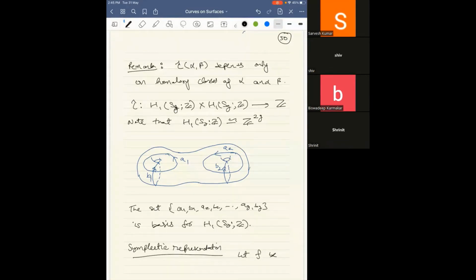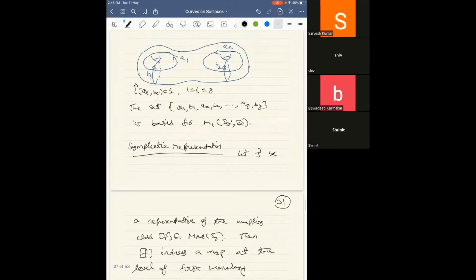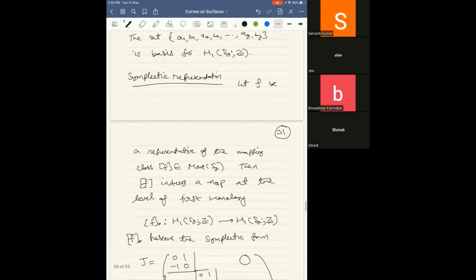So I am choosing this orientation, for example, such that the intersection of a_i, b_i equals 1, for i equal to 1 to g. So suppose I choose my orientation like this. So I choose a basis. This is a basis for homology. Now if you look at an element f of the mapping class group, of course you have to choose some representative, then it has an action on the first homology.